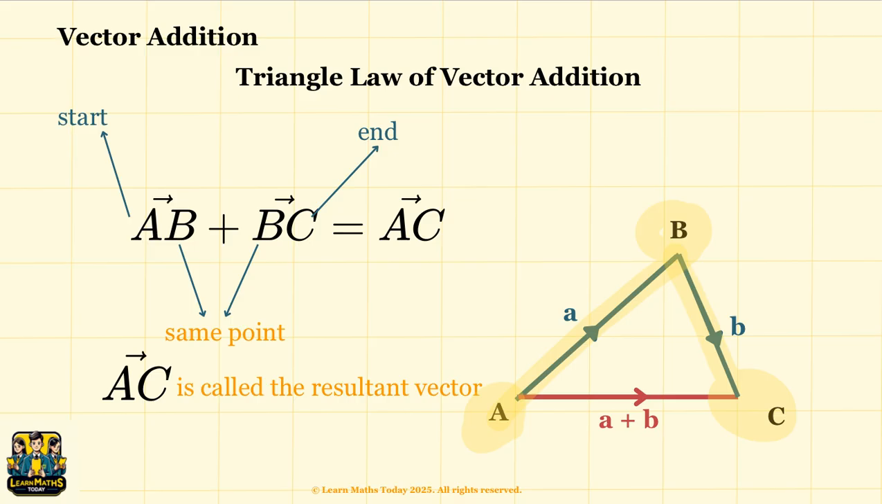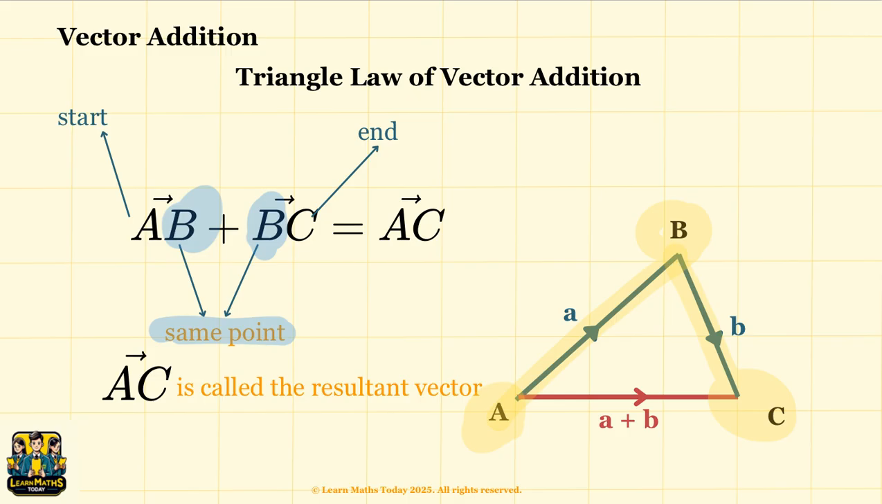Here's something important. Note that the point B is the same in both vectors. You end the first vector at point B and you start the second vector from point B. This only works if the two vectors are connected at the same point, and that point is B.